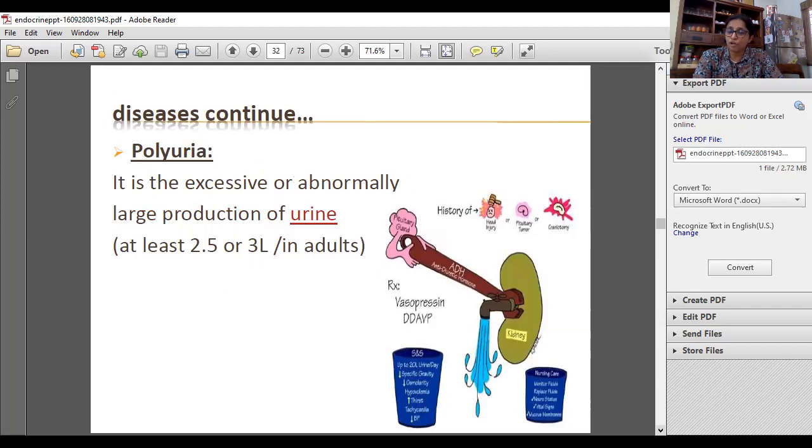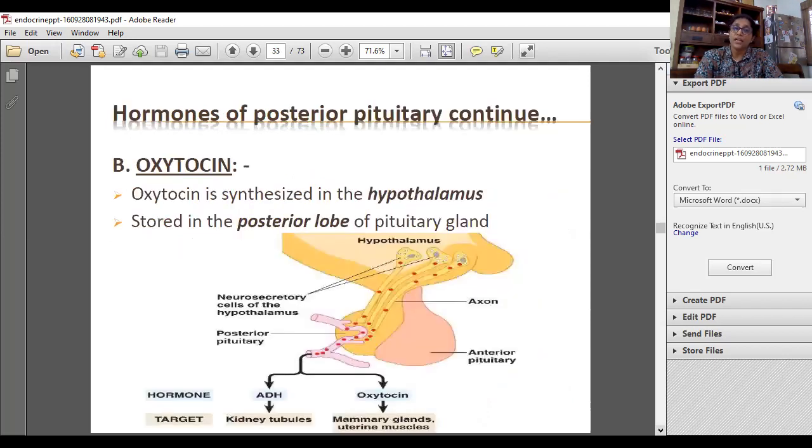Polyuria is excessive flow of urine. Normal urine outflow from an adult body is somewhere around 1.5 liters. And when it is more than 2 or 2.5 liters, we call it polyuria.